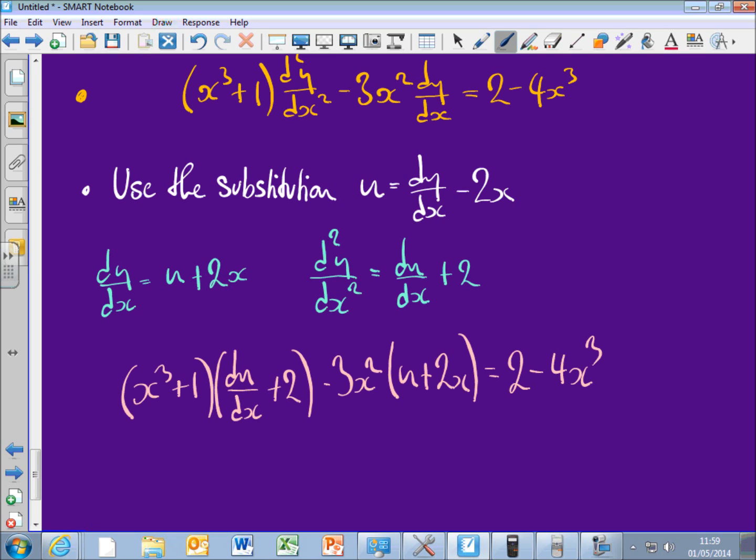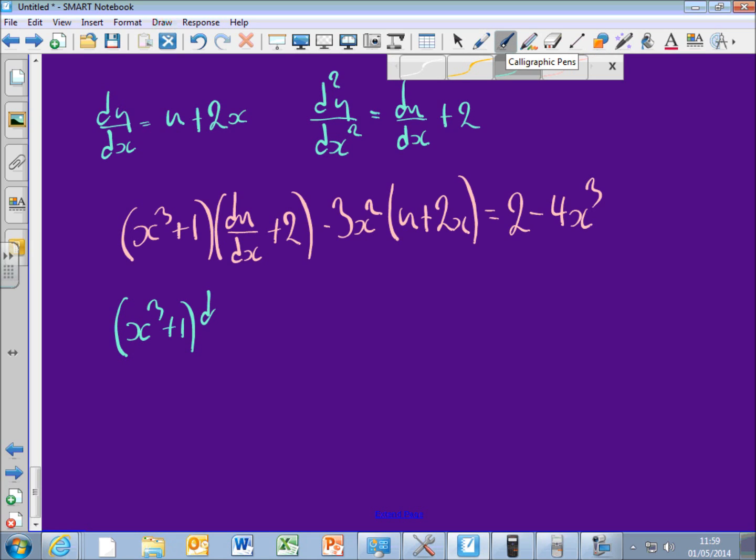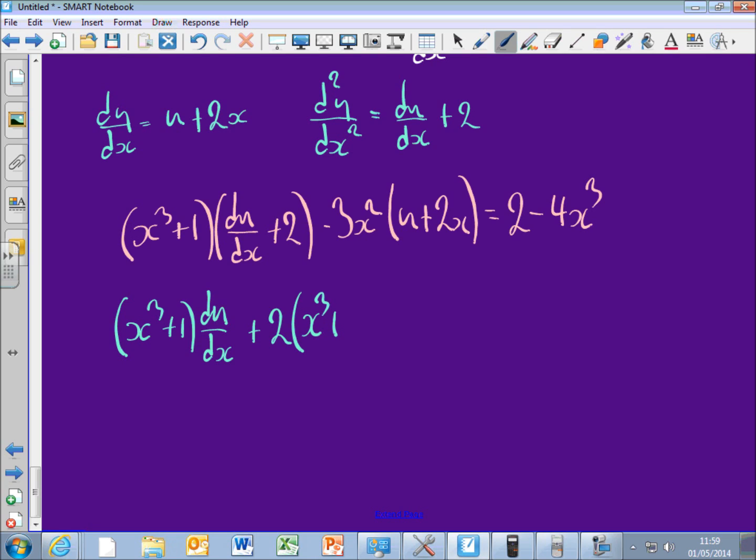Okay. I'm going to multiply this out. So I get x cubed plus 1 du/dx. That is just du/dx, isn't it? Yeah. du/dx plus 2 times x cubed plus 1, and then what have we got here? Minus 3x squared u minus 6x cubed, is that right?